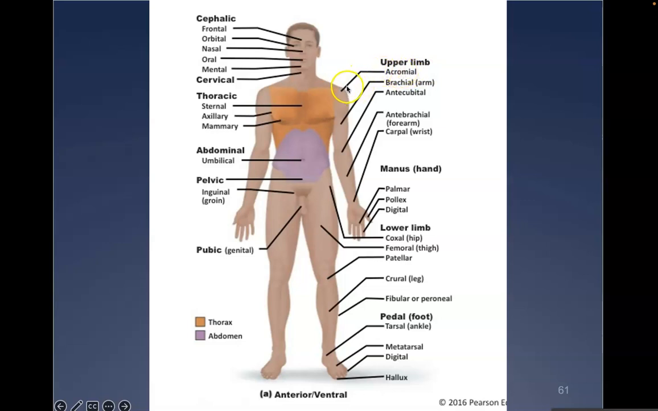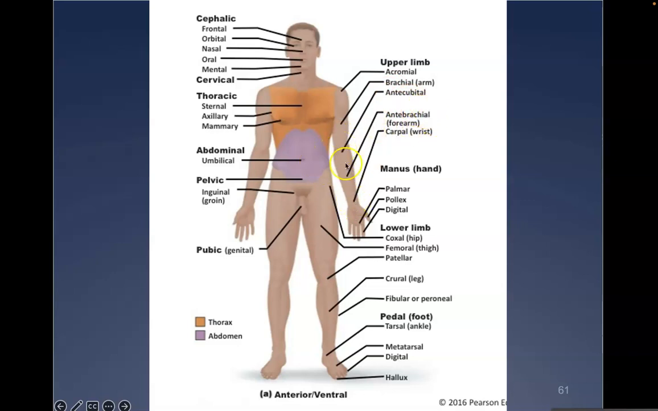The upper limb, we're going to talk about the shoulder region as the acromial region. The upper arm, we're going to use the term brachial. Antecubital is going to be that region right in front of your elbow where it forms that crease. And there are going to be some blood vessels that we name after that region, where you actually are great for drawing blood. So you want to know the antecubital term.